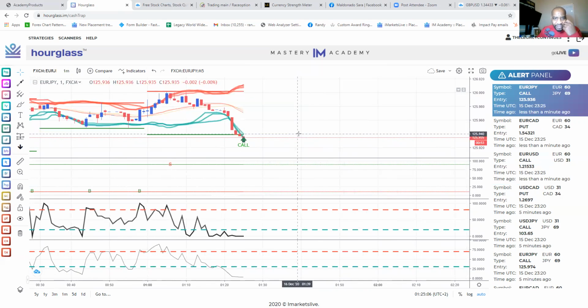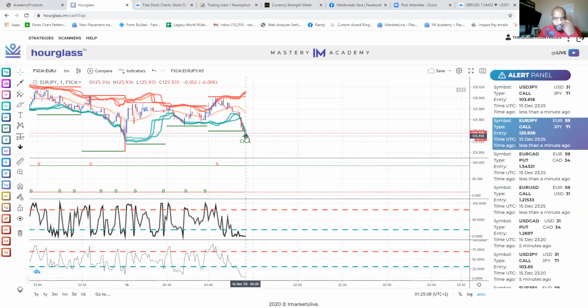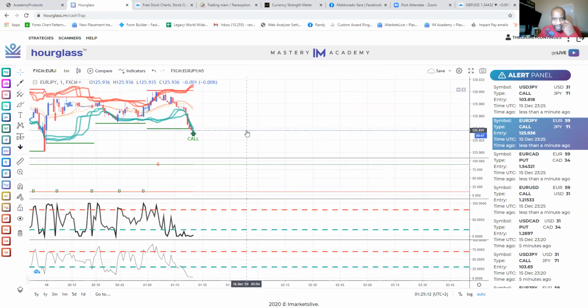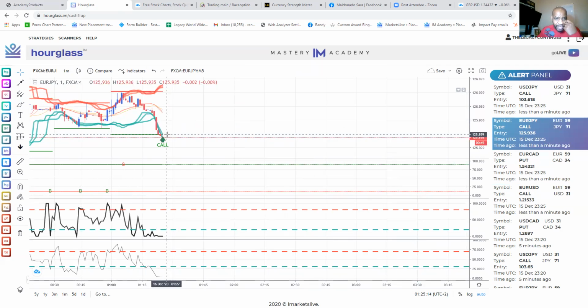Let's see if it respects this support point. Now it's below, okay, so let's look. Here goes a point here. If price pulls back up, maybe we might get a doji candle. And I'm just going a little bit more advanced than usual. What you're going to look for is a transitional period for price to pull back up if you're going to go in for this call.